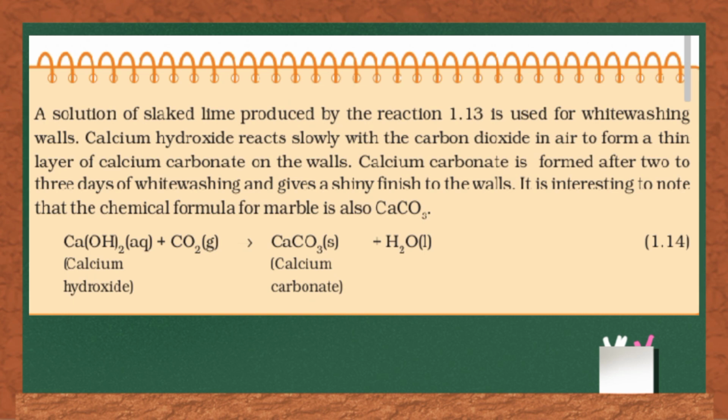So this calcium hydroxide slowly reacts with the carbon dioxide which is present in the surroundings, and that will form calcium carbonate. This calcium carbonate will give a shiny layer on the wall, and the formula for that is CaCO3. So you can see here the reaction, how calcium hydroxide reacts with carbon dioxide present in the air to form calcium carbonate plus water.